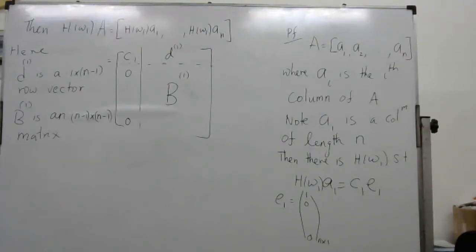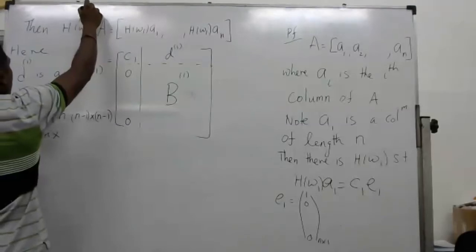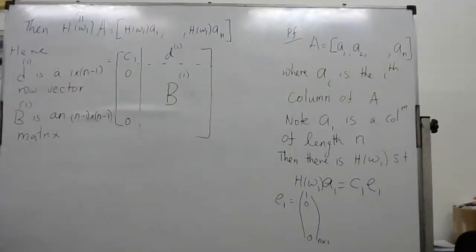Now, for mathematical induction purposes, let us assume that we have computed a sequence of k elementary Hermitian matrices such that when you multiply them together with A, you get a new matrix. For the sake of notation, let us name this A1.